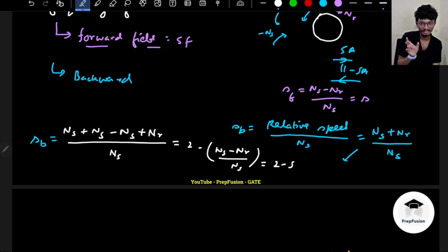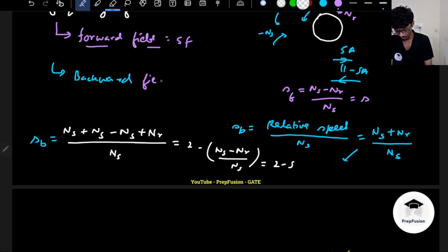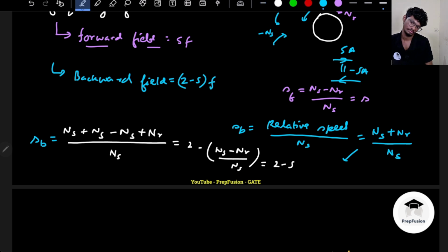I think we did something like this previously, when explaining the braking concept. The braking slip was also 2 minus s. Here also the slip becomes 2 minus s. So due to the backward field, the frequency will be (2 minus s) into f. This will be the frequency due to the backward field.